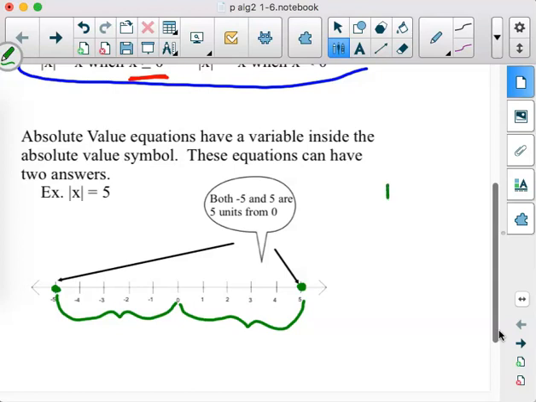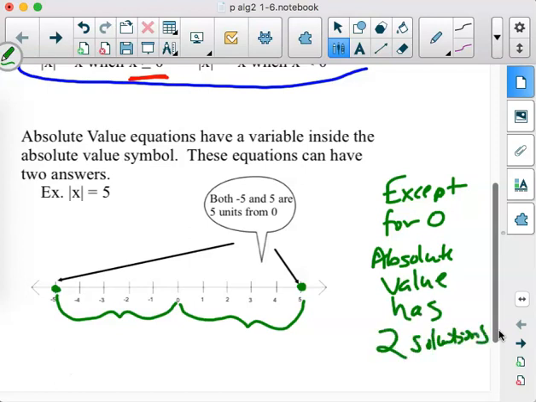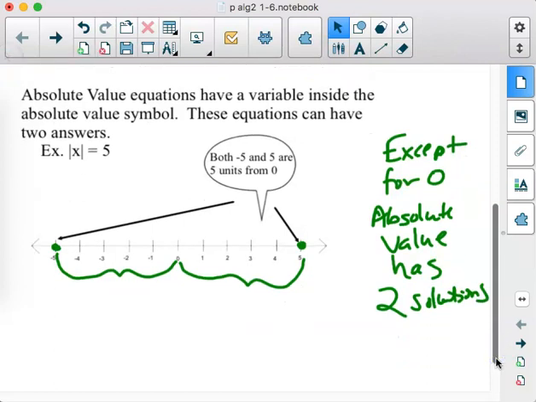So maybe over here on the side little lines. Except for 0, absolute value, absolute, I'm writing it as one word, absolute value has two solutions. So if you only give me one, obviously you're only getting half the points. You know, we have to give them both. Both numbers that work. So I was thinking number line again. You know, so many things we've been doing recently. It's like number line, number line, number line. Remember that. Gotta do the number line thing.